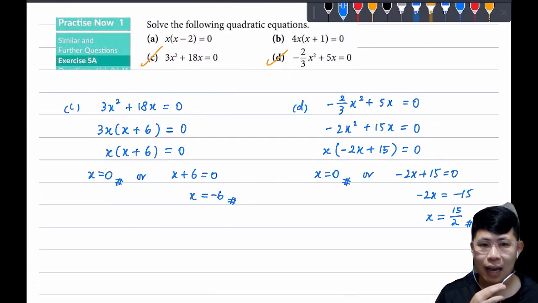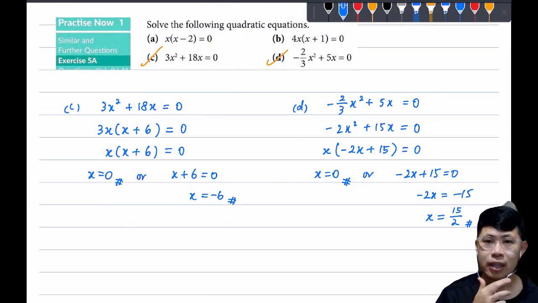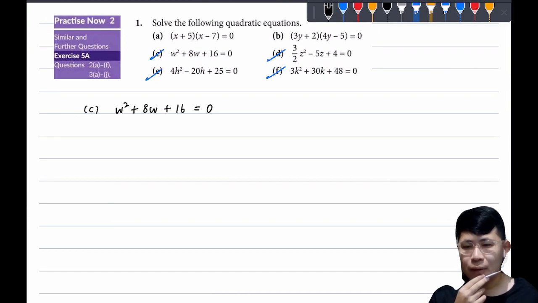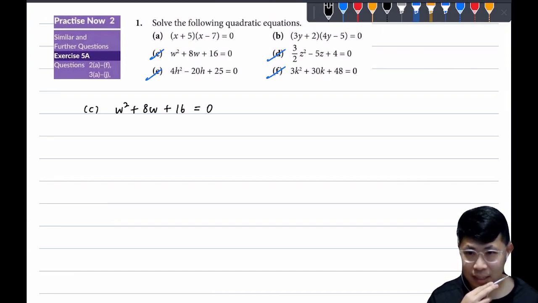So this is the end of Practice Now 1, and we're going to look at a slightly more complicated quadratic equation next. Let's jump right into Practice Now 2. In Practice Now 2, we're going to look at question 1, and we're going to solve equations C, D, E, and F. For C, we have w squared plus 8w plus 16 equals 0.